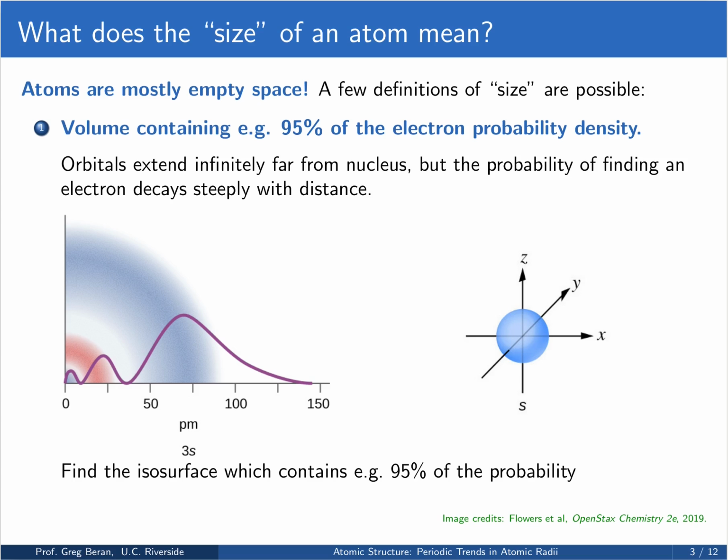So a more reasonable definition of orbital size might be to pick an isosurface which contains some fixed percentage of the probability density. For example, how far out do we need to go from the nucleus in order to capture 95% probability of finding the electron? That is, that we have a 95% chance of finding the electron within that radius. Those sorts of arguments can be used and sometimes are used to define atomic size.